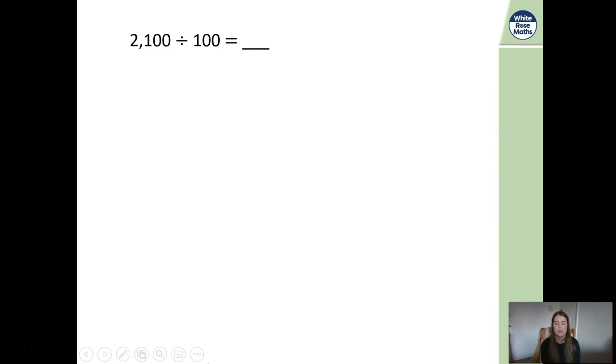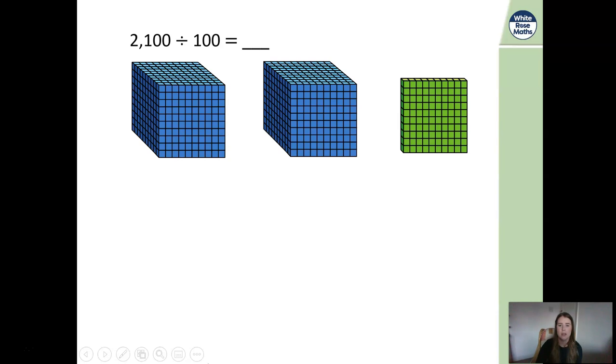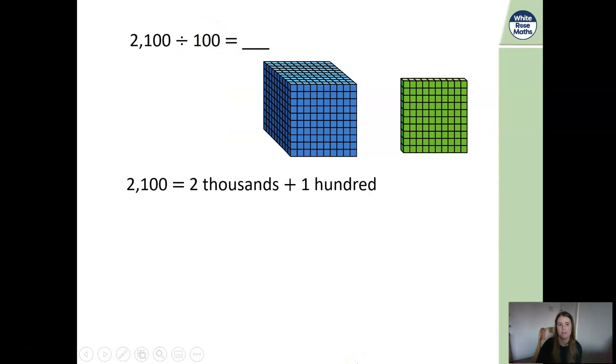So let's explore this question. We have 2,100 divided by 100. We're going to use our base 10 equipment this morning to help us work this out. Here I have 2,100, which is the same as having 1,000 and 1,000, so 2,000s, plus 100. However, I'm going to need to convert those thousands because I'm dividing by 100. So I need to work out how many hundreds there are altogether.